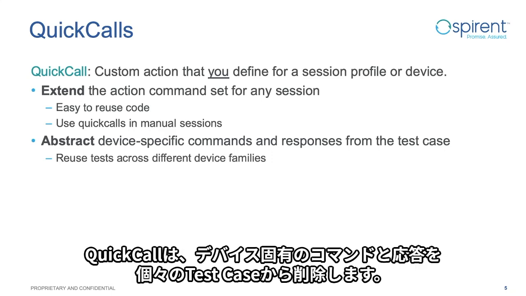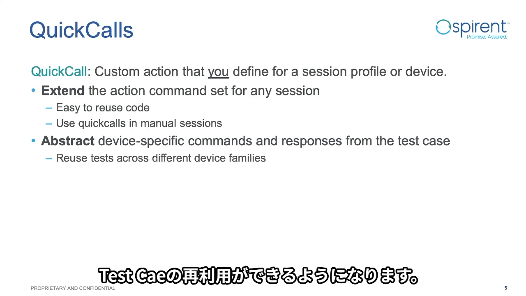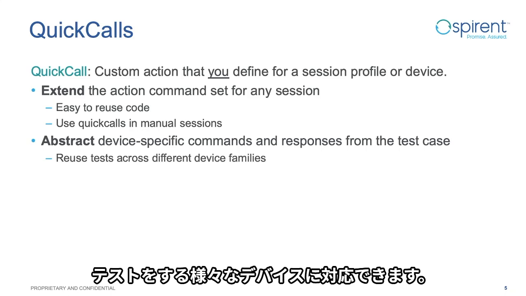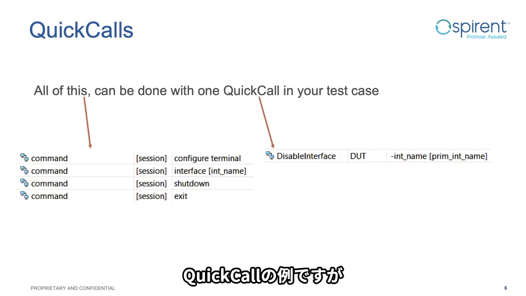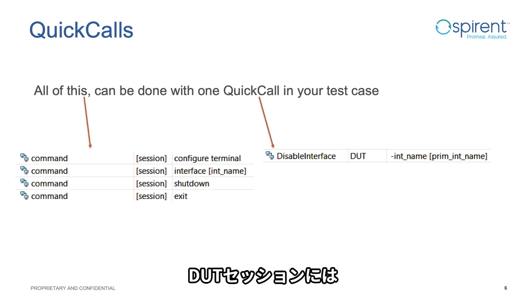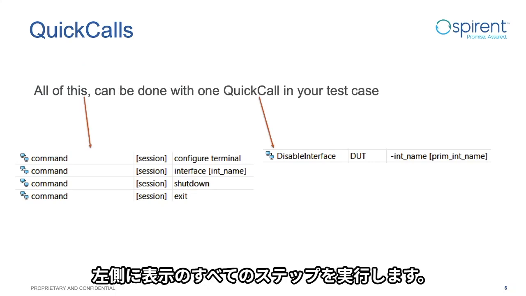Quick calls remove device-specific commands and responses from a test case and enable you to reuse a test case across many different devices. They allow us to write one test case file regardless of how many different devices we need to test. Here is an example of a quick call that handles shutting down an interface. The DUT session has an action called Disable Interface that runs all the steps you see on the left.